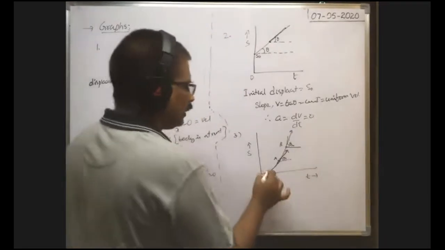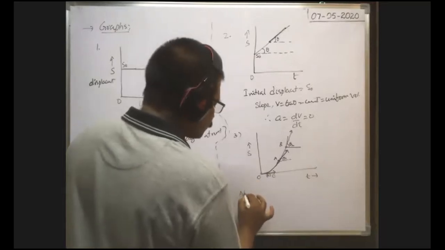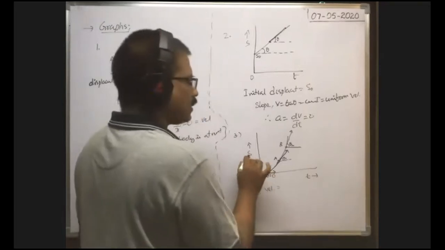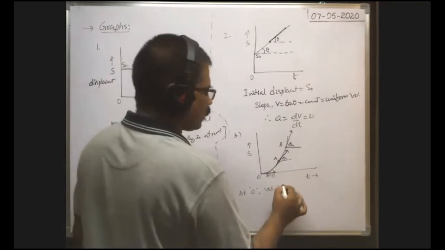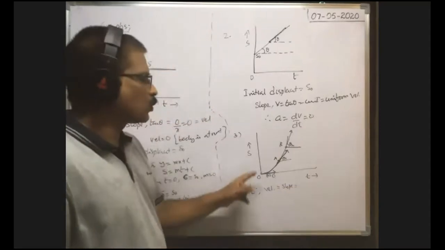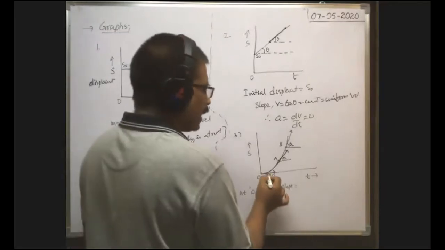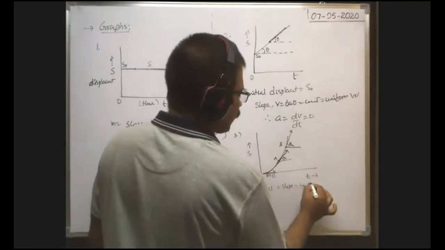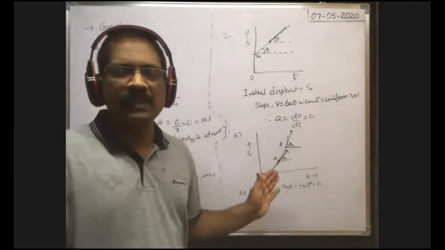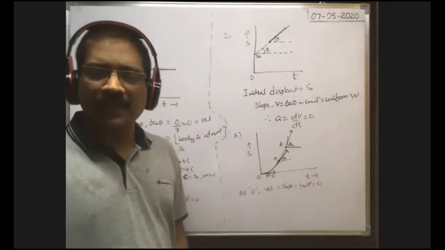Now, at this point, theta is equal to 0. At O, what about the velocity? As it is a displacement time graph, velocity is equal to the slope of the graph. At O, the slope of the graph gives the velocity of the body at O. Slope is tan theta, that means tan 0, so 0. Slope is 0 means velocity is 0. That indicates the body starts from rest.